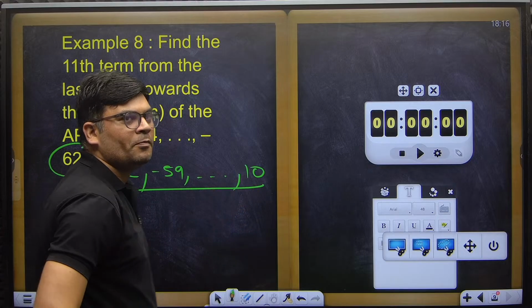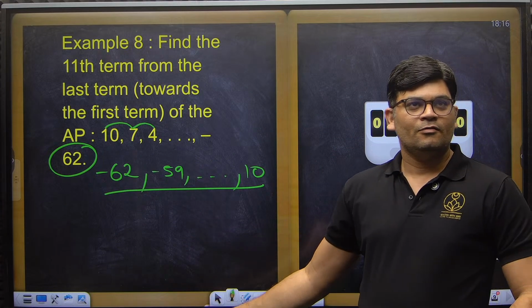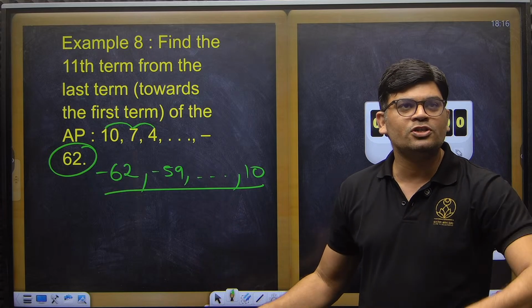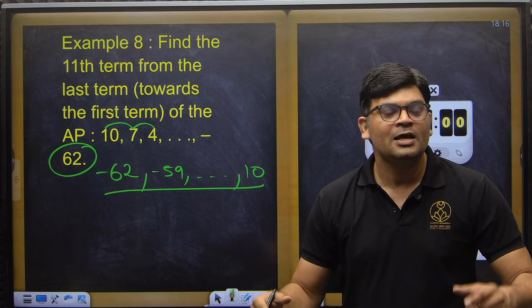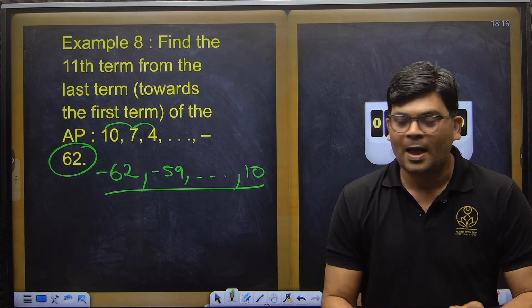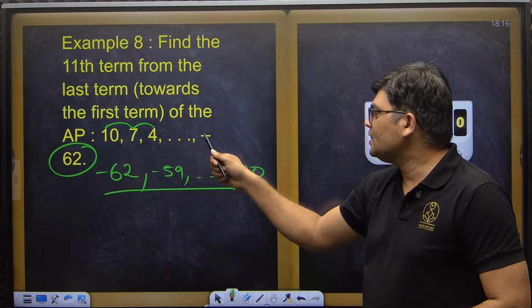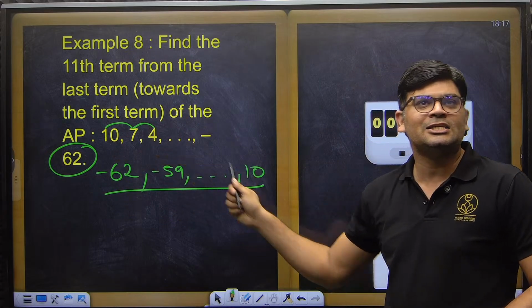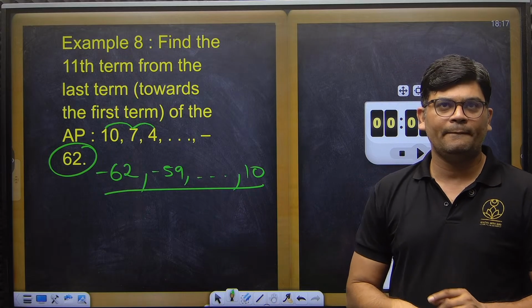Are you getting it? Can you reverse the AP for me? For the first time I am doing it; for the next question you have to do it by yourself. Is it clear to everybody how to reverse the AP? The sign of the D will be changed, and the first term will be the last term of the given AP, and the last term of the given AP will be the first term of the AP that you form. Is that clear to everyone?